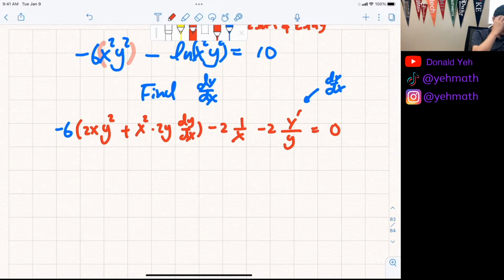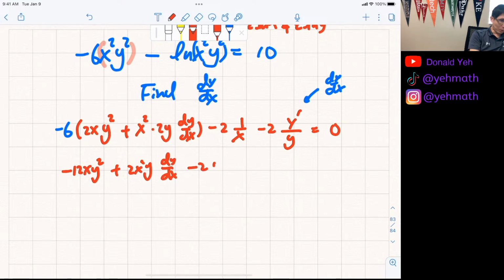Now I'm going to distribute this. -12x y squared plus 2x squared y, minus 2 over x. Minus, and -12 actually, right?